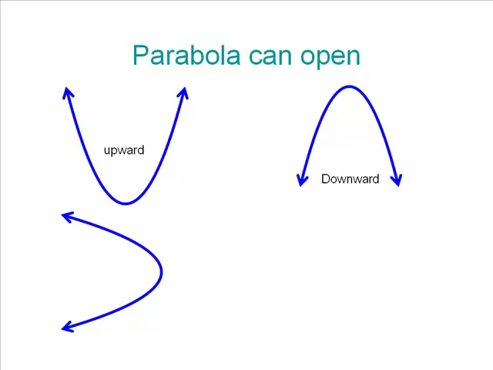If it opens to the left or if it opens to the right, it is considered a horizontal parabola. So we have two orientations here. If it opens upward or downward, it is called a vertical parabola. If it opens to the left or to the right, it is called a horizontal parabola.